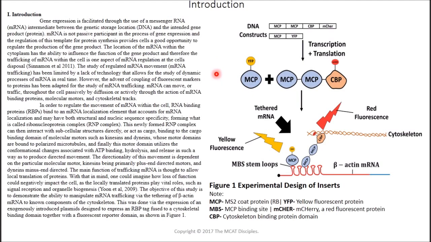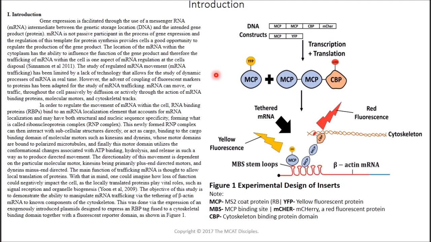Gene expression is facilitated through the use of a messenger RNA, mRNA, intermediate between the genetic storage location, DNA, and the intended gene product, protein. mRNA is not a passive participant in the process of gene expression, and the regulation of this template for protein synthesis provides cells a good opportunity to regulate the production of the gene product. The location of the mRNA within the cytoplasm has the ability to influence the function of the gene product, and therefore the trafficking of mRNA within the cell is one aspect of mRNA regulation at the cell's disposal.